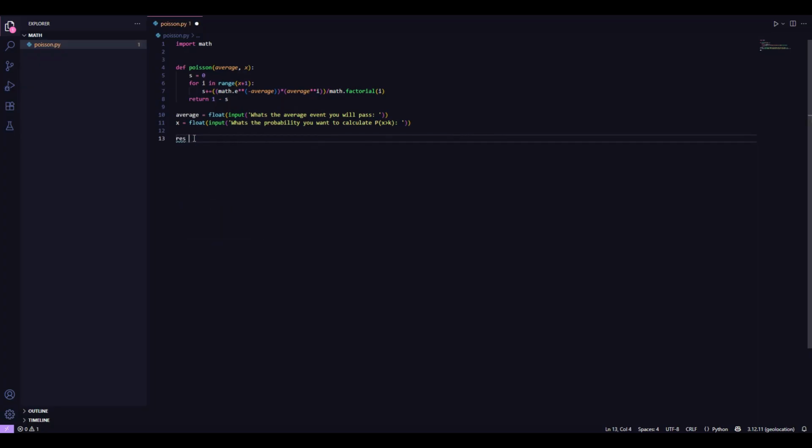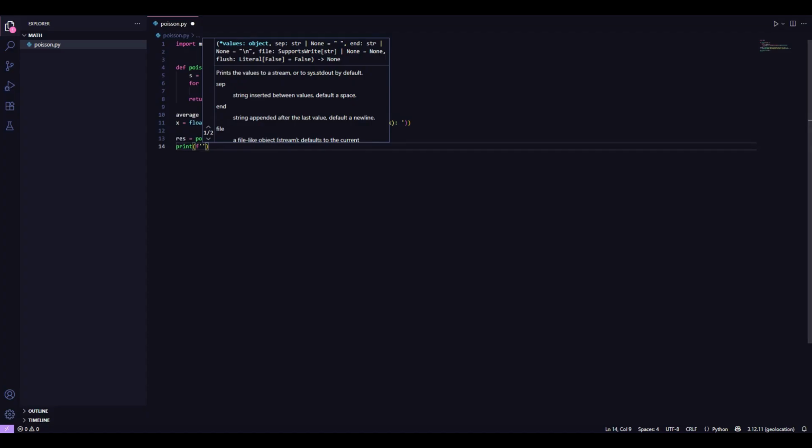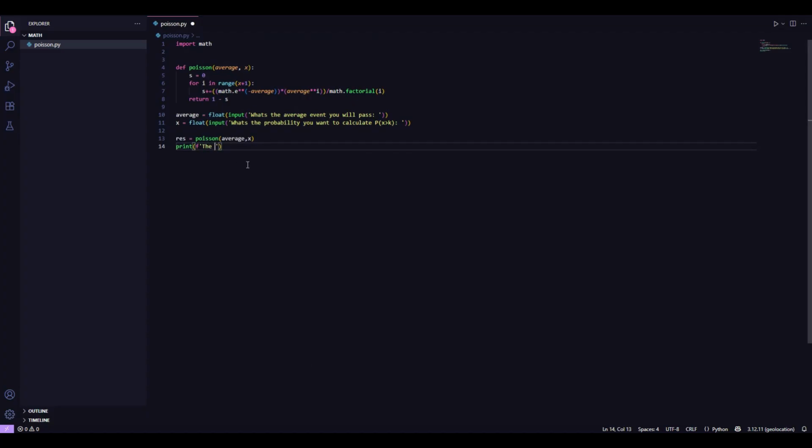Let's call it the result, with the average and the x. Now we print it. Print the probability to occur more than, and let's pass the x, which is what we are going to insert, then 2 times the murders. Let's call it the result, multiplying by 100 to convert it to percent, using just 2 numbers after the dot, and call the percent.